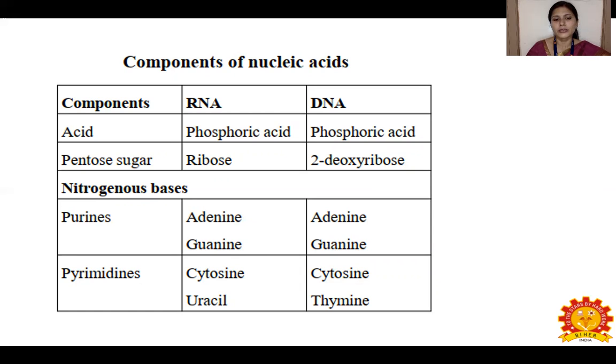Now we'll talk about the nitrogenous bases. The purines are the same for DNA and RNA: adenine and guanine. But in the case of the pyrimidines, RNA has cytosine and uracil, and DNA has cytosine and thymine.